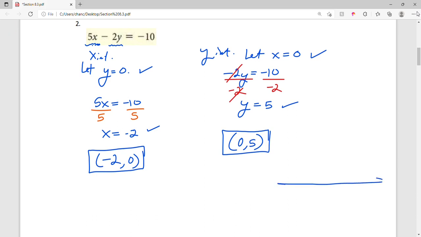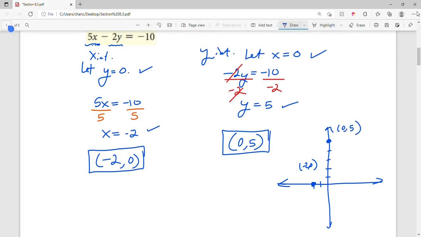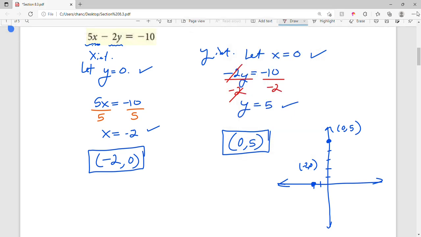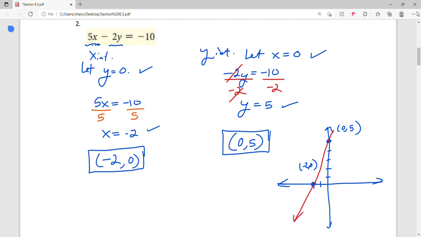We can draw a graph now. We'll plot the point (-2, 0) first. That's our x-intercept. And to graph the y-intercept, that's the point (0, 5). And we have the y-intercept charted down. We'll connect the 2 points. And this is a line graph for the equation 5x minus 2y equals -10.